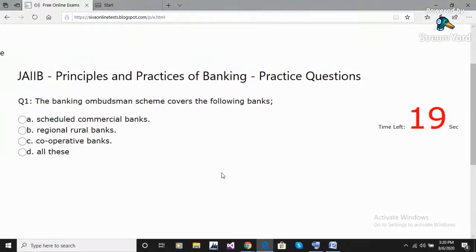Question 1. The Banking Ombudsman scheme covers the following banks. Option A. Scheduled commercial banks. Option B. Regional rural banks. Option C. Cooperative banks. Option D. All these. Answer D. All these.